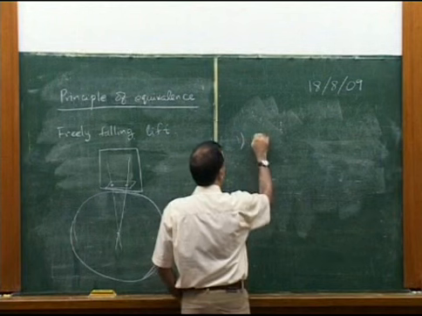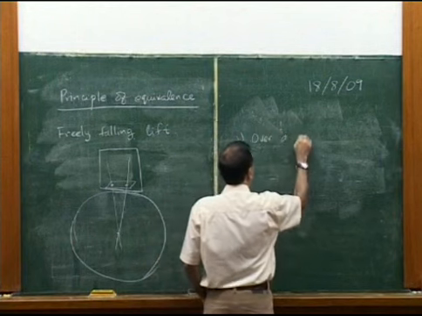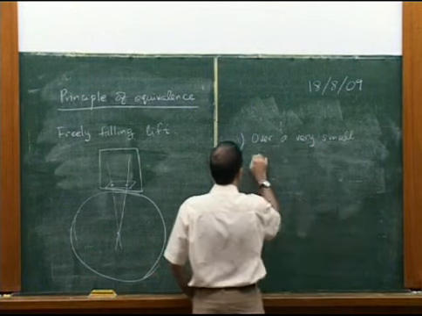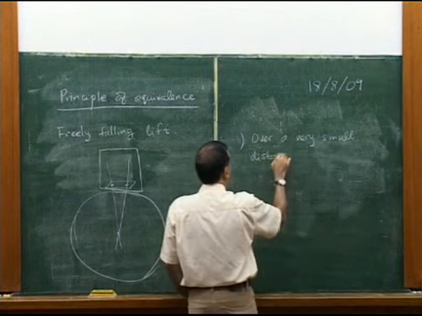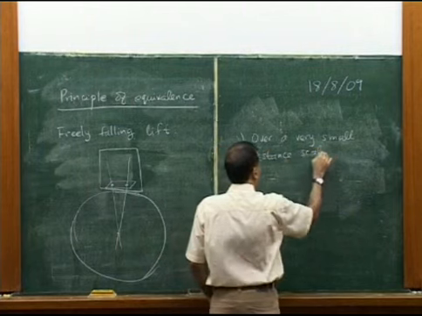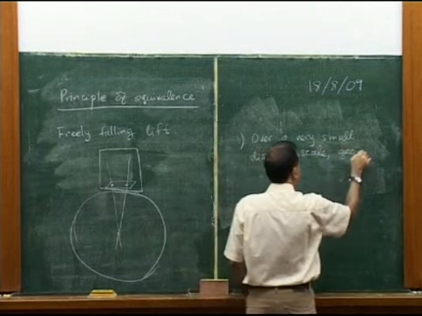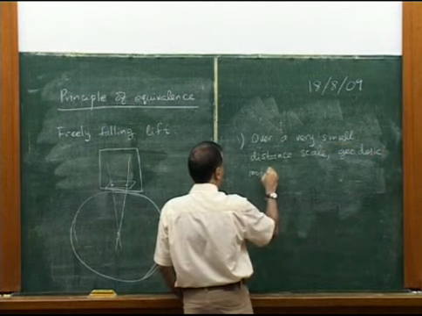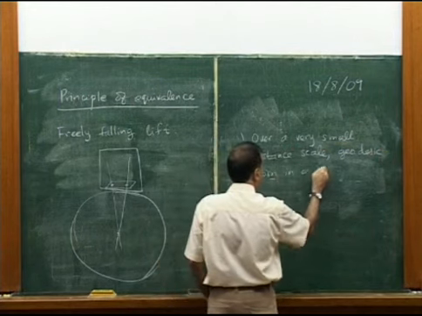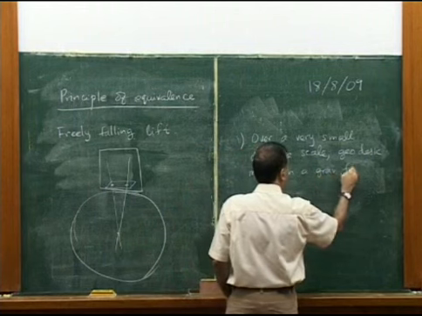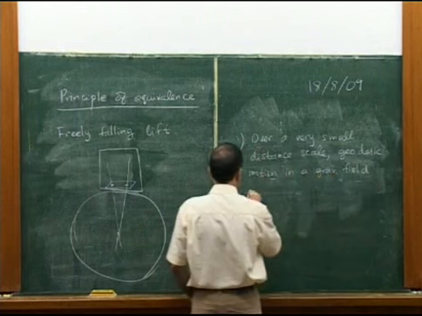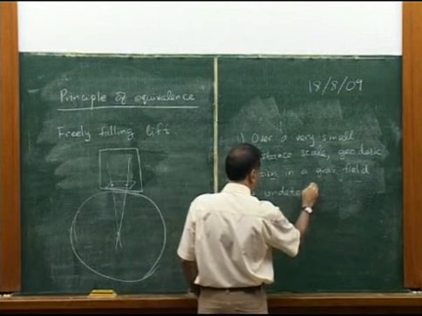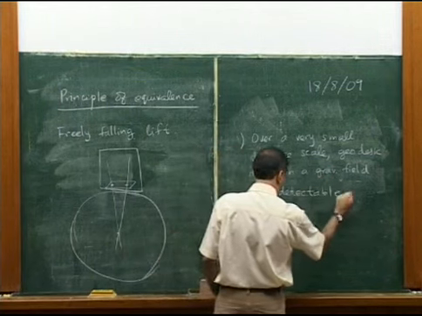One, over a very small distance scale, geodesic motion in a gravitational field is undetectable. So this is the principle of equivalence.